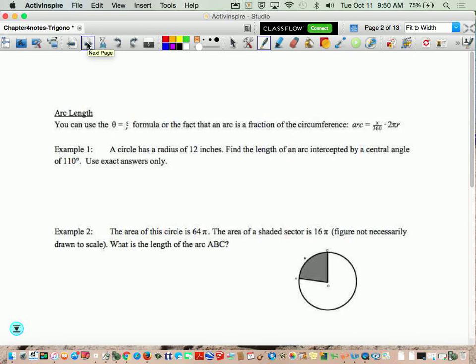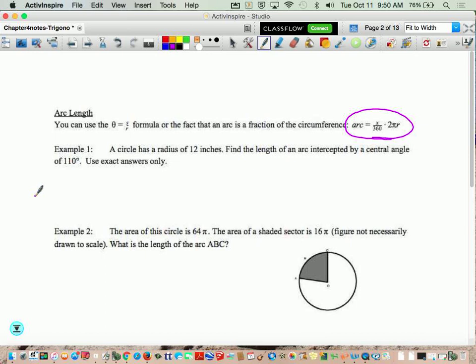Arc length, you can use the same formula for the fact that the arc is a fraction of the circumference. So now that's the formula right here that some of you might remember from back in the day with geometry, because they're converting using x over 360 to put it into something a little bit more manageable, I guess.